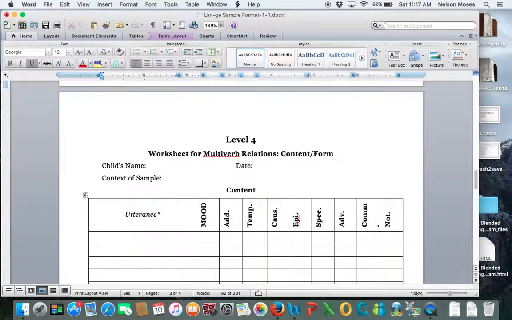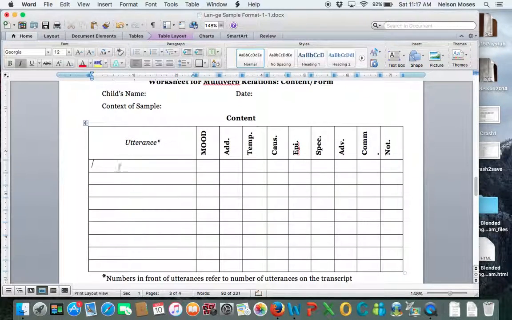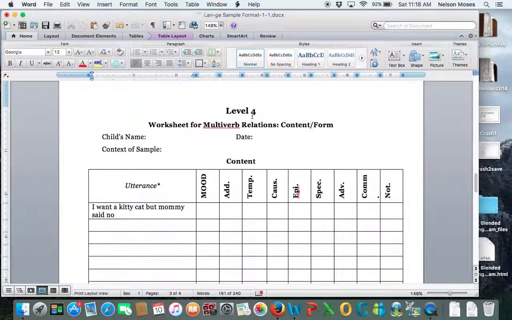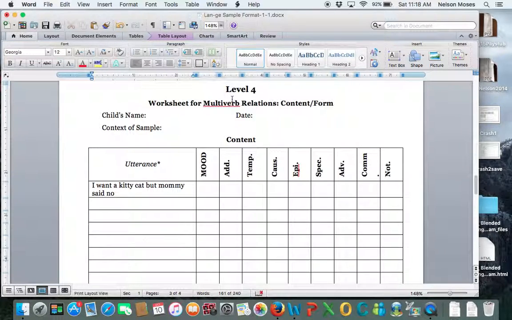A level 4 utterance is an utterance in which there are 2 verbs, a sentence in which there are 2 verbs. An example of that would be, I want a kitty cat, but mommy said no. There are 2 verbs: I want, the verb want, and the verb said. So therefore, we consider that a level 4 utterance. It goes to the level 4 analysis sheet, which we'll be speaking about in a moment.